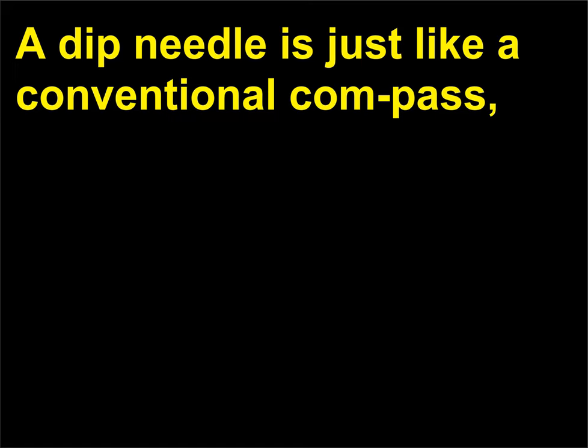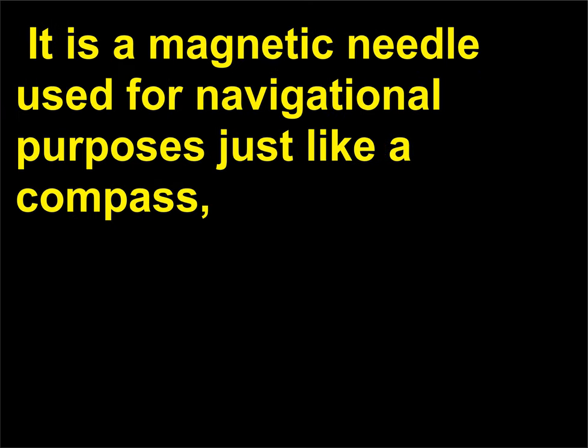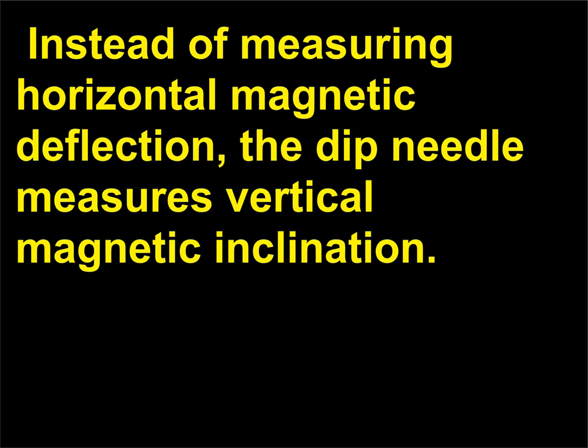A dip needle is just like a conventional compass, but instead of holding it horizontally, it is held vertically. It is a magnetic needle used for navigational purposes just like a compass, but is used predominantly when traveling around the North and South Poles. Instead of measuring horizontal magnetic deflection, the dip needle measures vertical magnetic inclination.